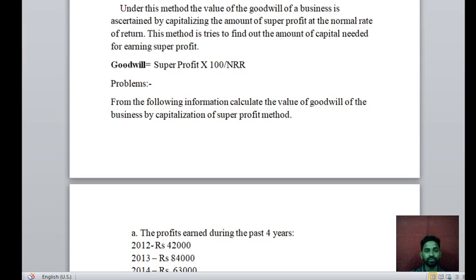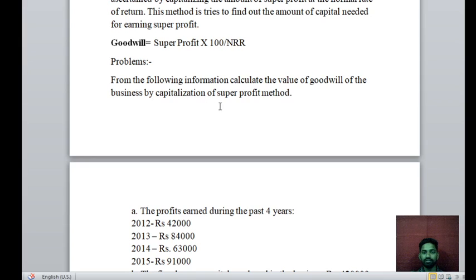What's the formula to ascertain the goodwill under the capitalization of super profit method? Goodwill is equal to super profit into 100 divided by NRR. NRR means normal rate of return. Now with the help of problems we will understand how to ascertain the goodwill under this method. See the problem: from the following information, calculate the value of goodwill of the business by capitalization of super profit method.